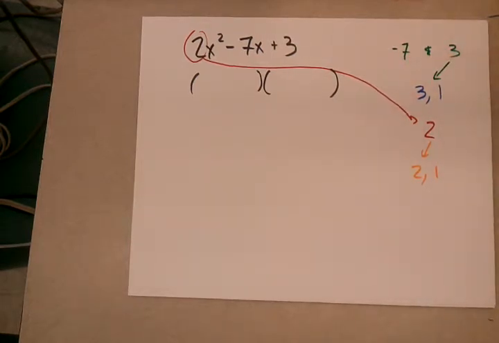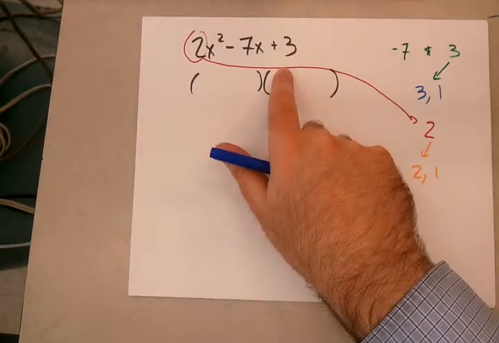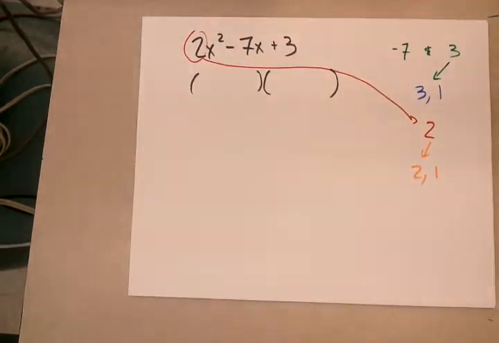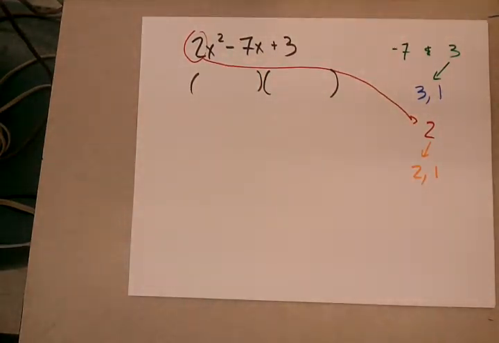Now, before we do that, let's take a look at the signs. We're multiplying to a positive, yet in the middle we have a negative. So because we have a negative in the middle, at least one of our terms has to be a negative. But because we're multiplying to a positive, both of them have to be negative.